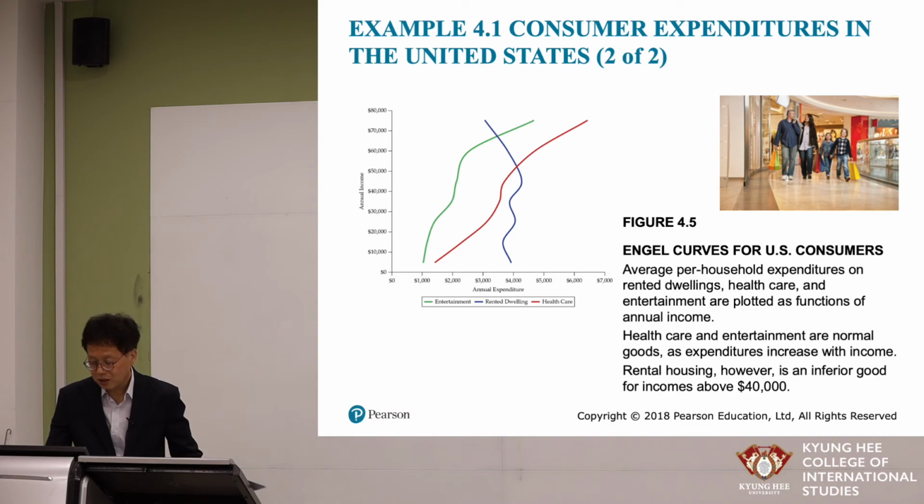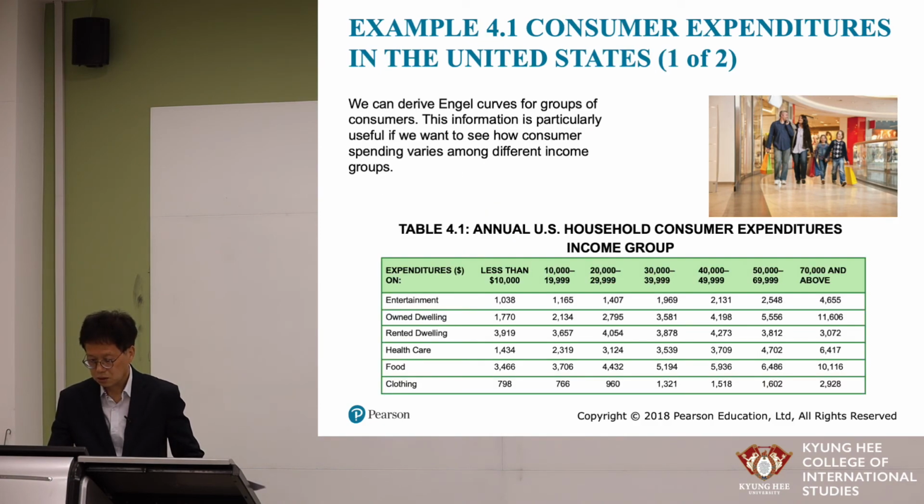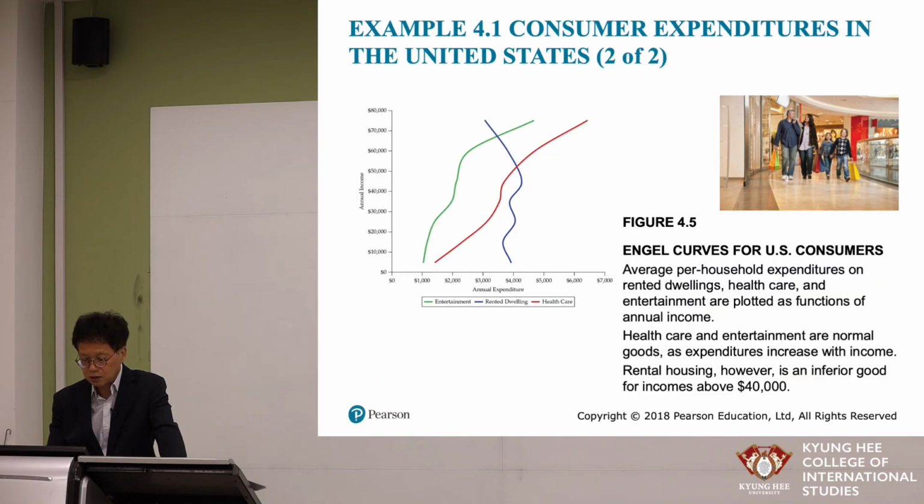This is a rented dwelling, right? It goes decrease, increase, decrease, like this. That is the Engel curve of annual expenditure and annual income. As income increases, this is the demand for each service. Average per household expenditures on rented dwelling, healthcare, and entertainment are plotted as functions of annual income.